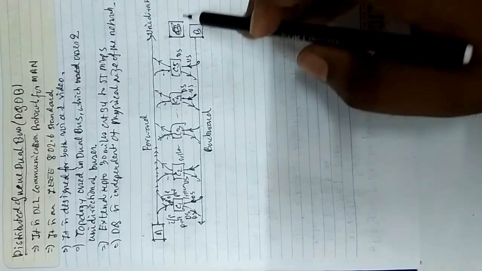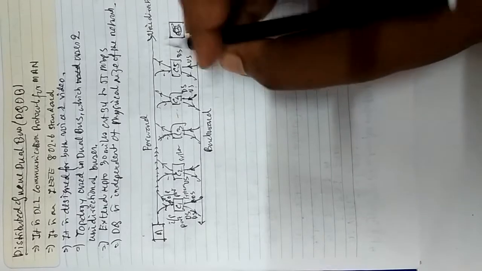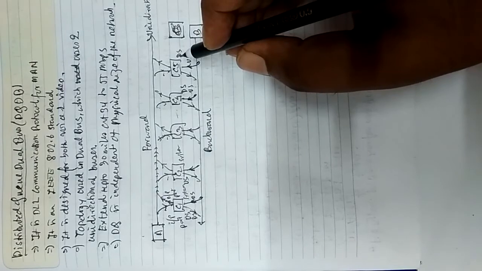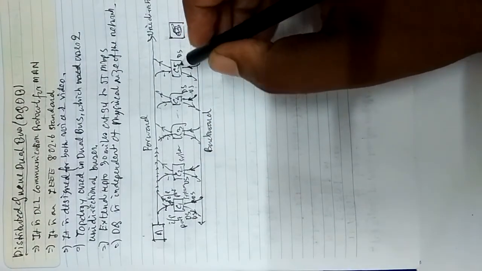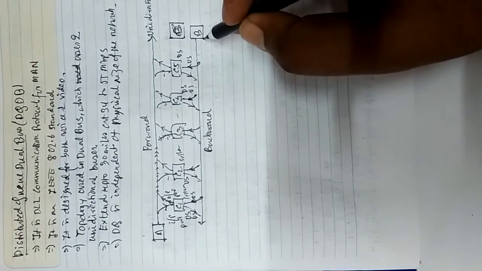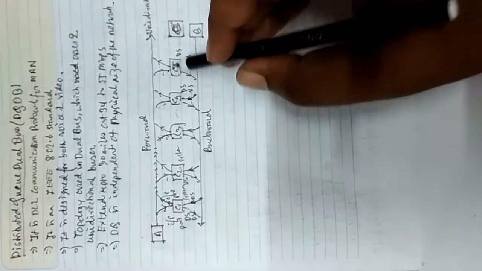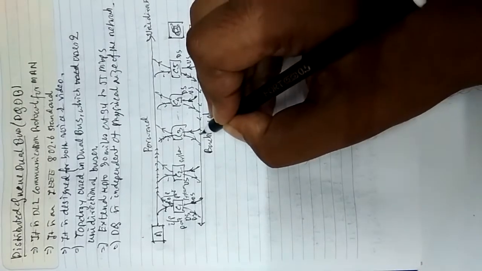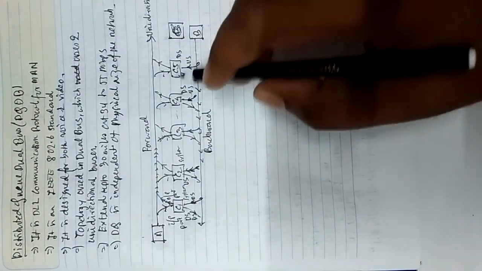Correspondingly, if C5 wants to send some data to C2, then it has to keep the information of where C2 is. Accordingly, it will choose the corresponding bus, B or A. In this case, if C5 has the information where C2 is, it will choose this bus B, and the data will be transmitted in this part to C2. Okay, so this way the distributed queue dual bus is operated.